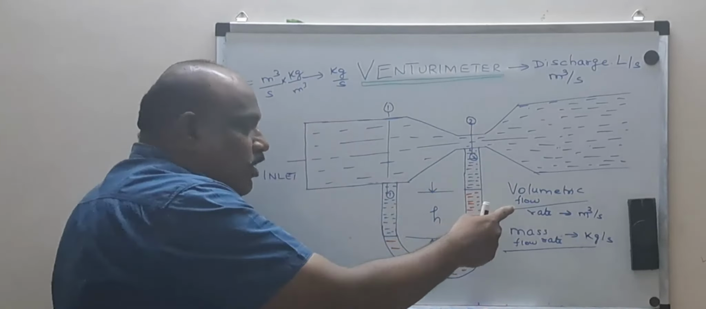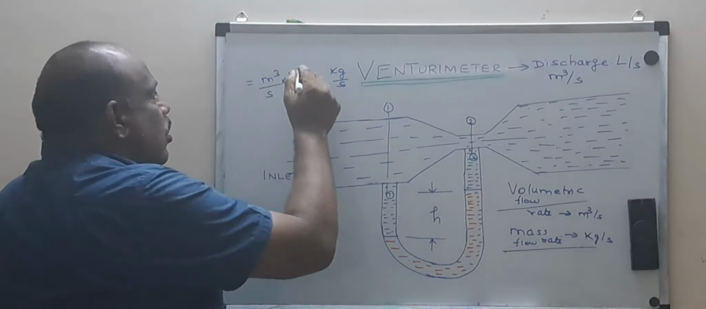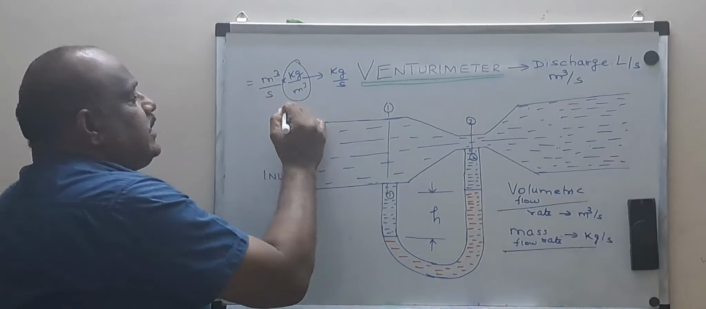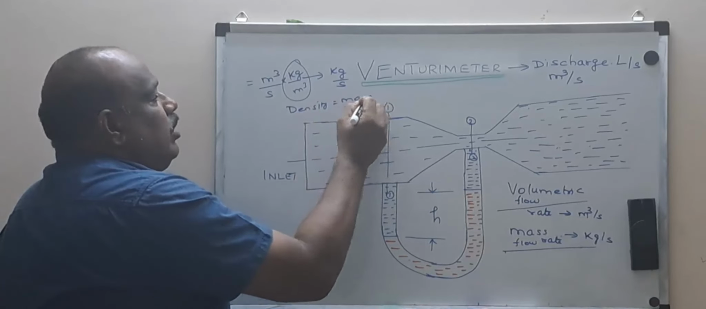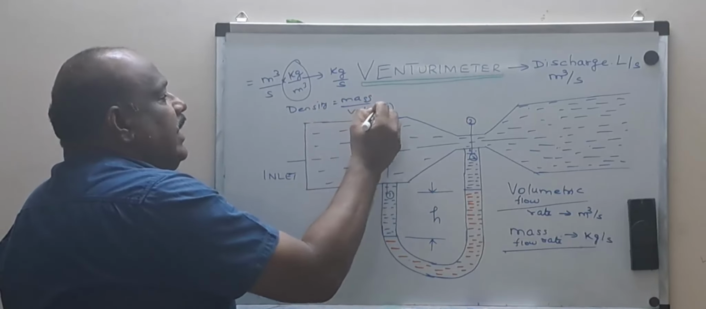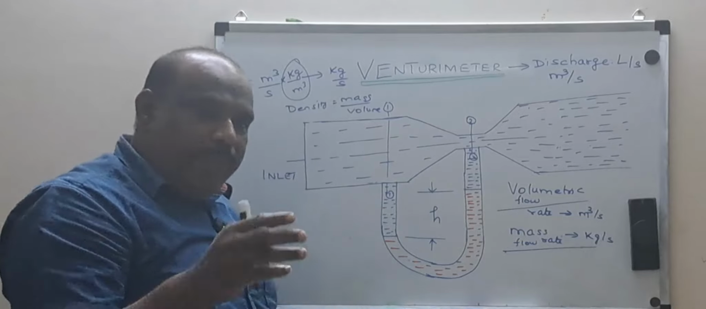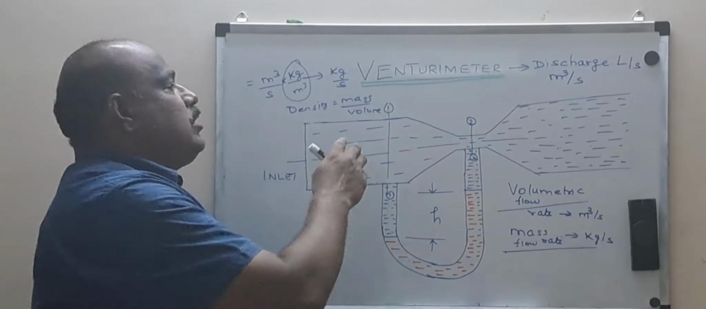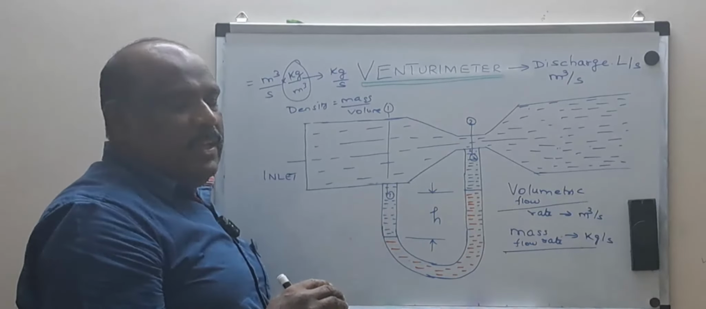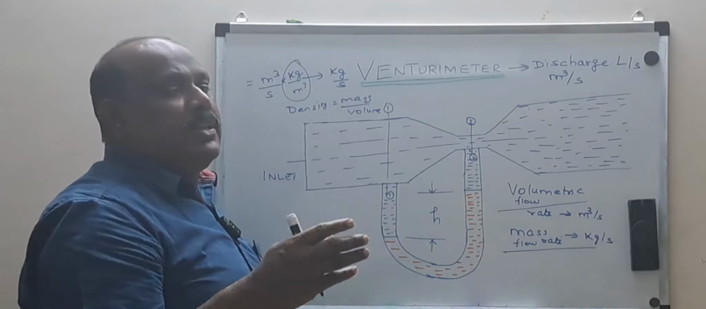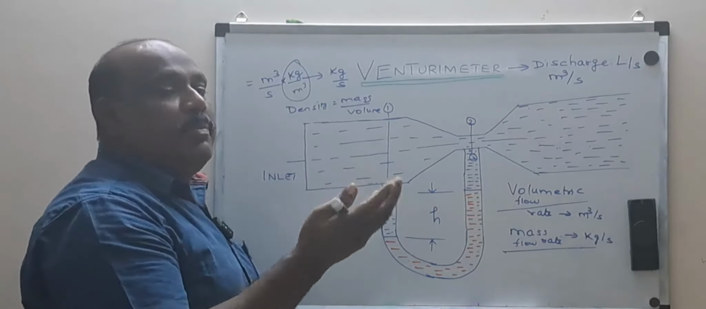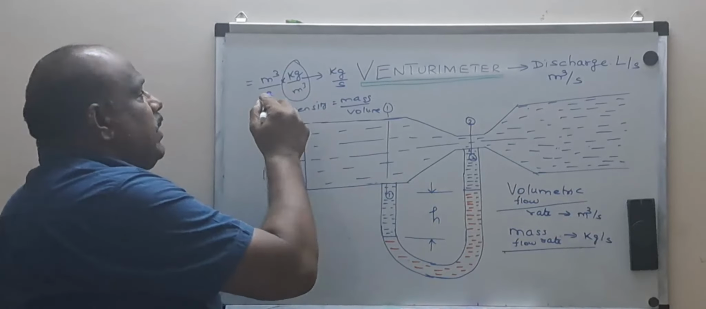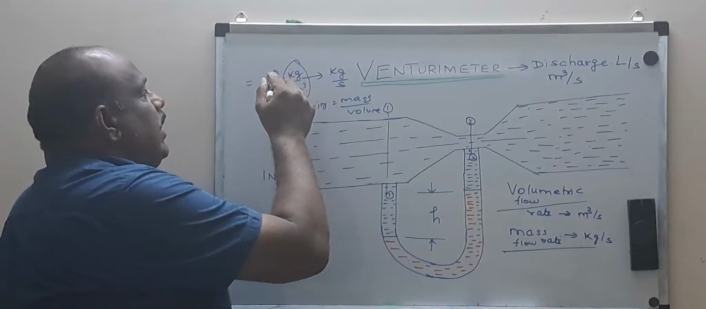So if I am able to find the volumetric flow rate, and I multiply by the density, what is density? Density equals mass by volume. Once you have found the volumetric flow rate and you know the density of that particular fluid, if it's water it means 1000, if it is air it means around 1. But for some other oil, say its density is 850, then you have to multiply by 850. If I multiply by the corresponding density, I will end up with what?